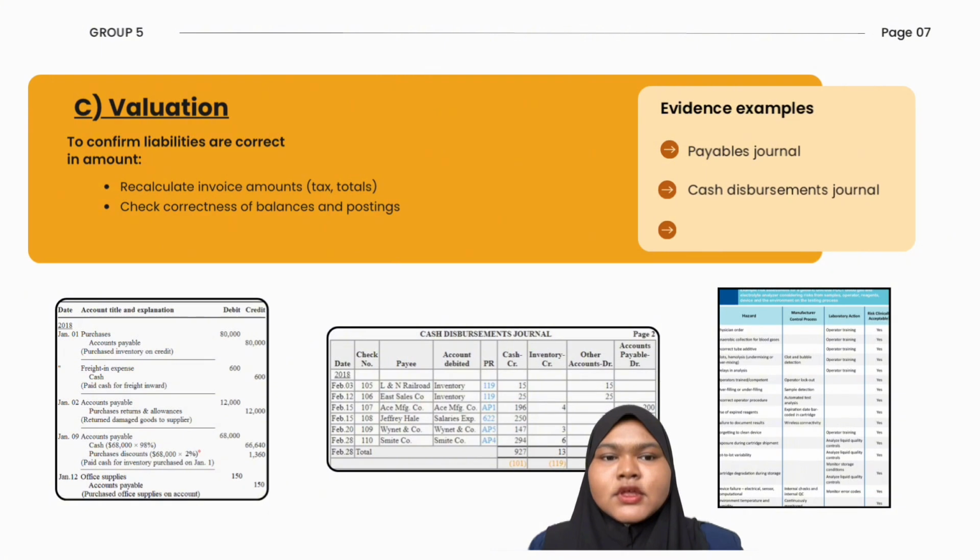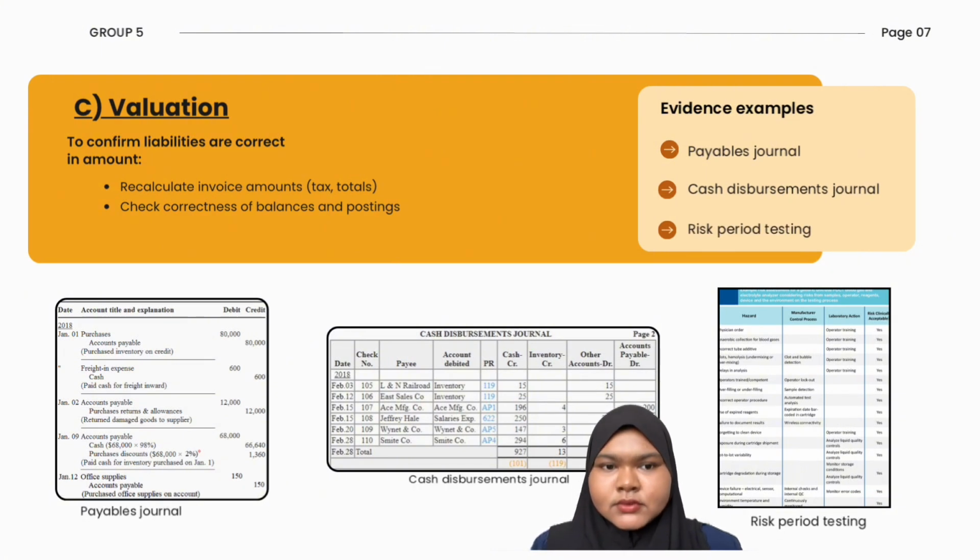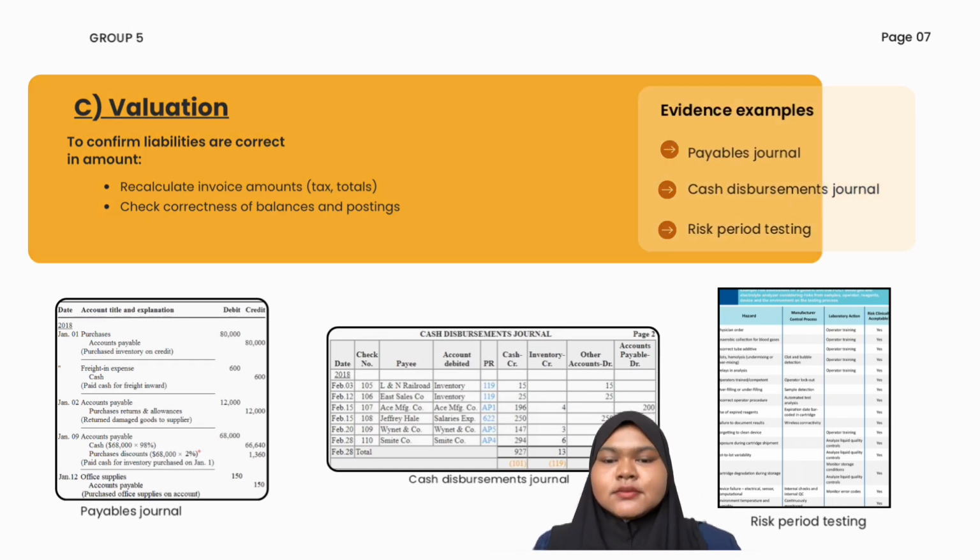Next we have C, valuation. To confirm liabilities are correct in amount, recalculate invoice amounts like tax or totals, and check the correctness of balances and postings. For the evidence examples, we have the payable journal, cash disbursement journal, and cut-off period testing.